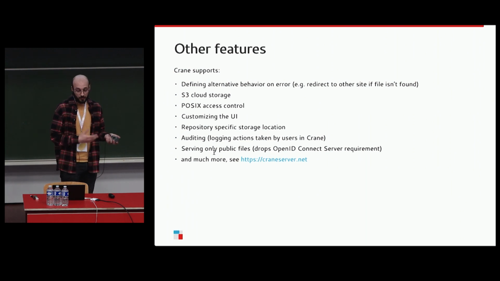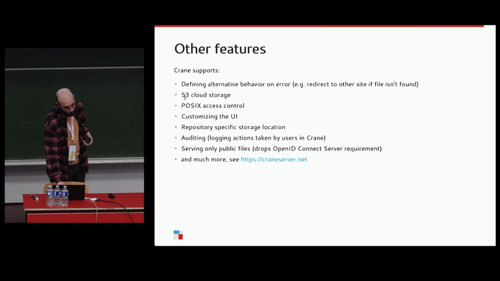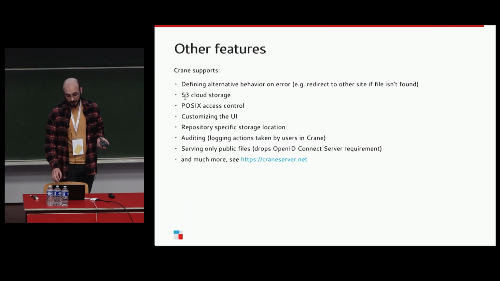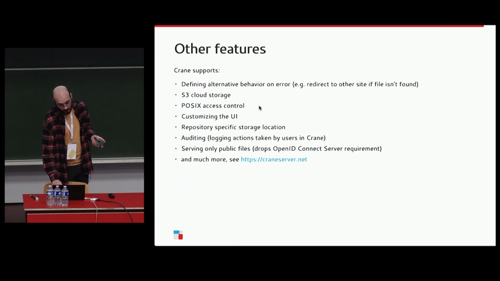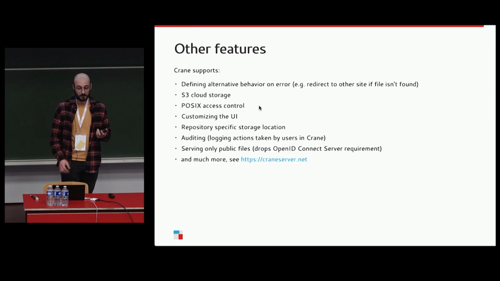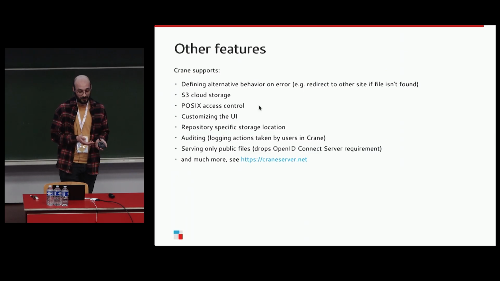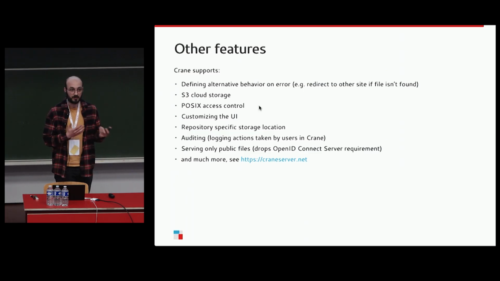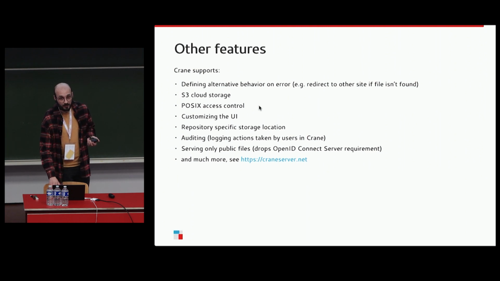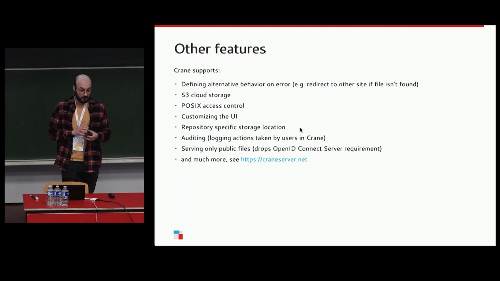The example I showed you was using local storage, but you can also use S3 as a cloud storage instead of local storage. If you are in a really high security setting, you could also use a second layer of access control using POSIX. And this then uses both a configuration access control, but also POSIX. And the UI I showed you is just a template, so you can customize this fully. It's implementing Thymeleaf. You can specify a specific storage location per repository.